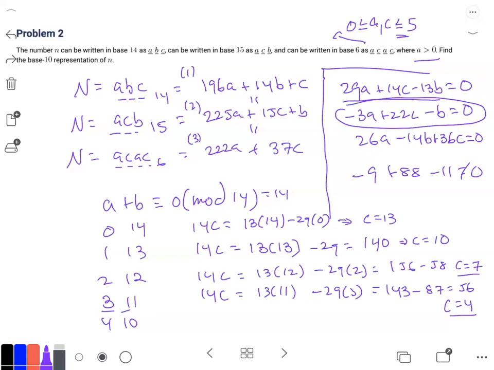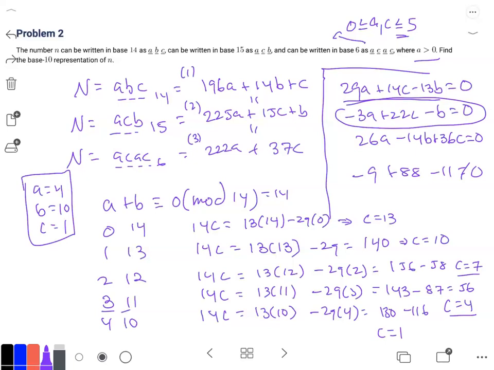This one should work. Let's just find the corresponding c and make sure it works. So 14c would be equal to 13 times 10 minus 29 times 4. That's 130 minus 116. That's 14, so c is equal to 1. So we found a set of solutions. A is equal to 4, b is equal to 10, and c is equal to 1. Okay, so let's just see if this works. Plugging into the first one, we get negative 12 plus 22. That's 10. Minus 10 is 0, that works. 26 times 4 is 104. 104 minus 140 is negative 36, plus 36 is 0. So this is a perfect solution.